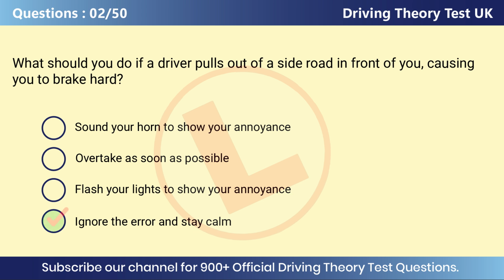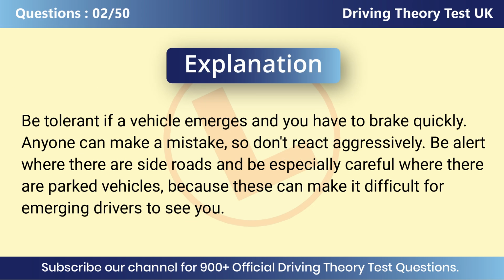D. Ignore the error and stay calm. Be tolerant if a vehicle emerges and you have to brake quickly. Anyone can make a mistake, so don't react aggressively. Be alert where there are side roads and be especially careful where there are parked vehicles, because these can make it difficult for emerging drivers to see you.